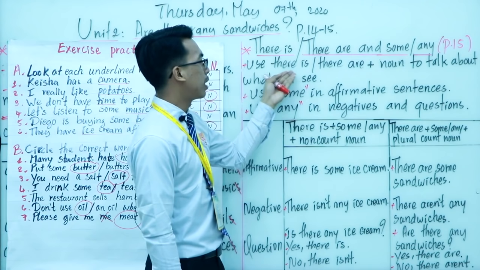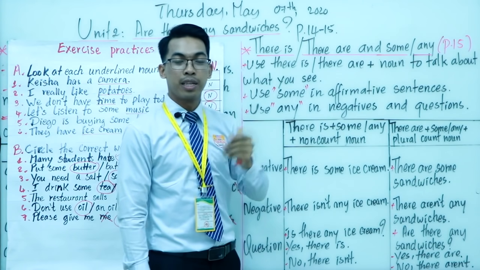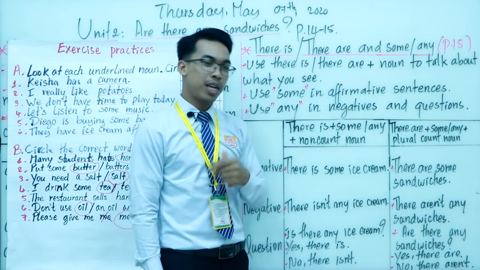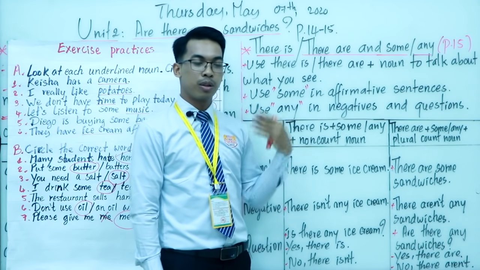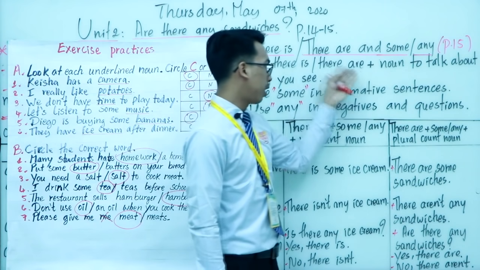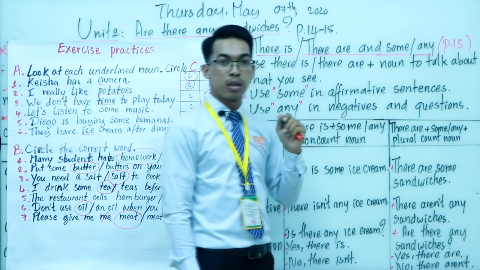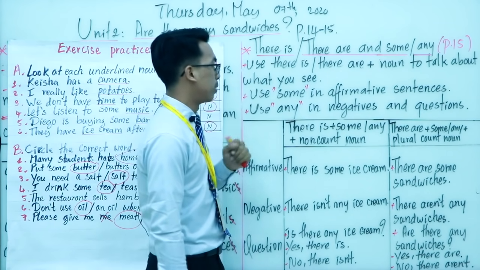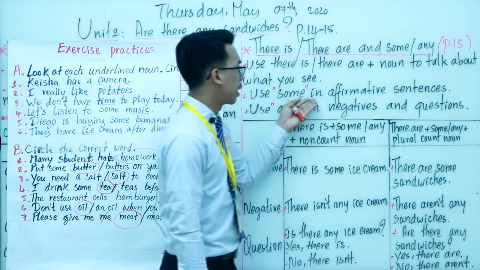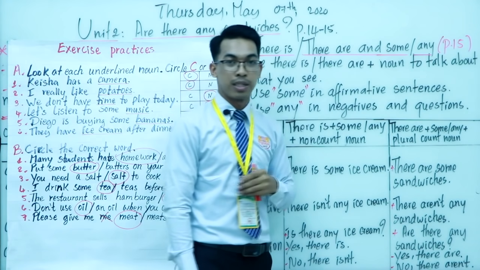Like, for example, there is a book. So can you see, everyone? Of course, you can see a book, right? So you can use there is or there are with a noun, okay, to talk about what you see. Next one, use some in affirmative sentences.